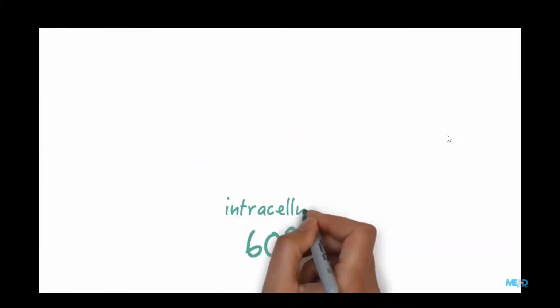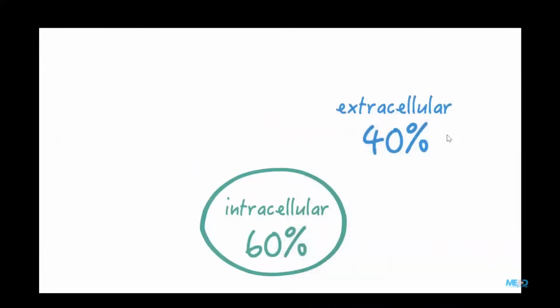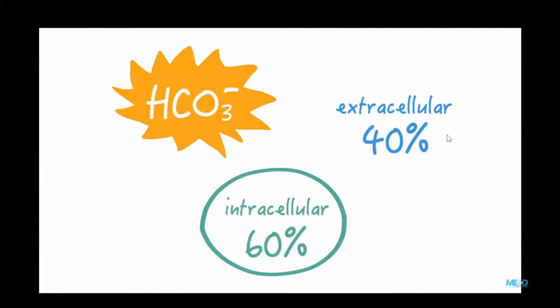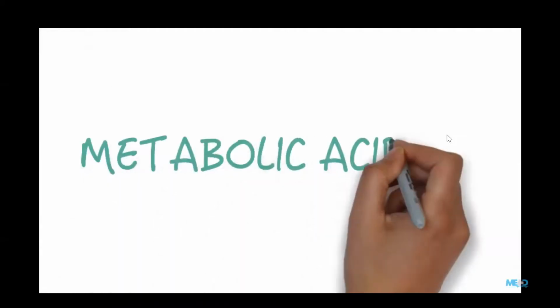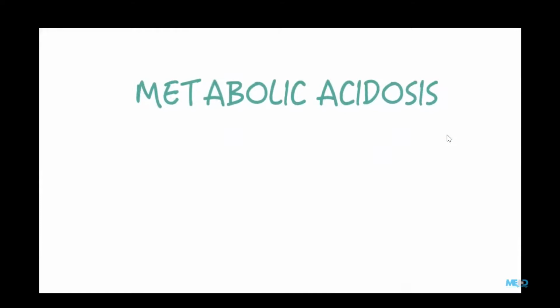60% of buffering happens intracellularly, and 40% happens extracellularly. The primary buffer in the extracellular compartment is bicarbonate. Let's see what happens when acid is added into the body. Let's talk about metabolic acidosis. In metabolic acidosis, there's an excess of hydrogen ions.